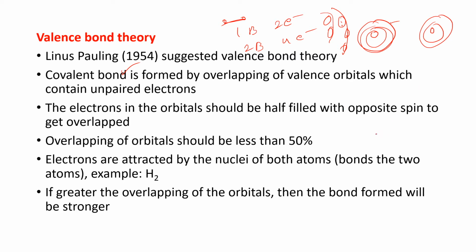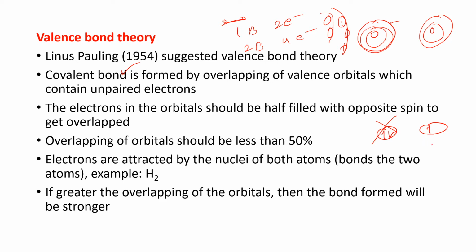Let us consider this is an orbital and this is another orbital. These orbitals should be half filled, so only one electron should be there, and here also one electron should be there. It should not be completely filled, because in that case the bond formation will not take place. So it should be half filled.